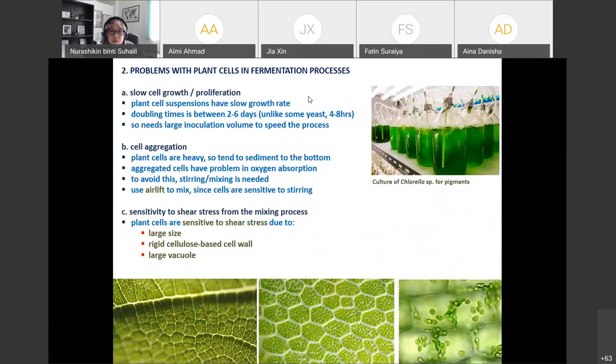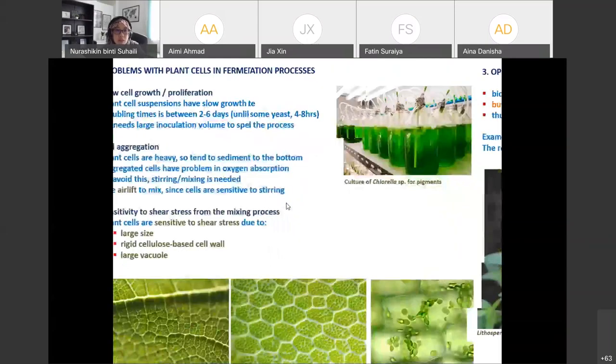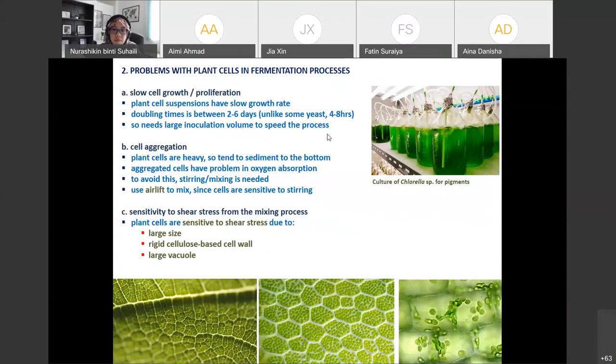So what are the problems with plant cell cultures? It has slow cell growth or proliferation, because of the long doubling time I mentioned just now. The doubling time is between 2 to 6 days, meaning to say that only after 2 to 6 days does it double or multiply. Compared to bacteria, it takes maybe just 2 hours to multiply. You can see a big difference between plant cells and bacteria. Plant cell suspension has a slow growth rate. It needs a large inoculation volume to speed up the process.